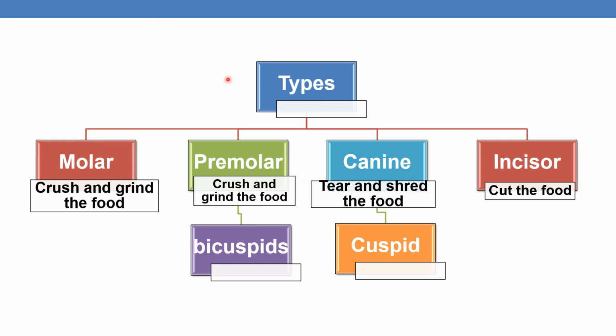Now coming to types of permanent teeth, there are mainly 4 types: molar, premolar, canine and incisors. Incisors, they aid to cut the food. Canine, they tear and shred the food. Premolar, they crush and grind the food. Even molars and premolars both crush and grind the food. Premolars are mainly composed of 2 cusps. Hence, they are called bicuspids. Whereas canines are composed of a single cusp. Hence, they are also called cuspids.